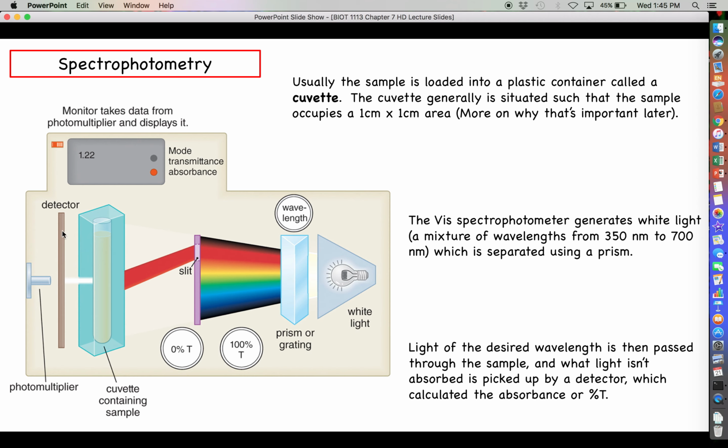I mentioned that cuvettes have basically an area at the bottom that is 1 centimeter by 1 centimeter. This is important because we want these cuvettes to be standardized so that light interacts with the solution over a known distance, which is usually going to be 1 centimeter for most cuvettes. As light passes through the cuvette, it will be interacting with solute for exactly 1 centimeter of distance, and that is what we call the path length.